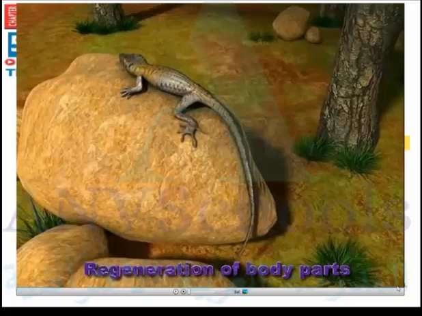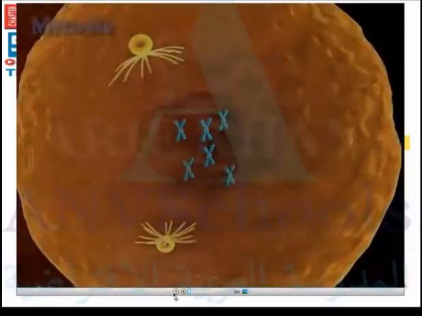Before we start the lesson, we will take a quick review of mitosis using a video presentation. Regeneration of body parts is just one of the things that depend on mitosis. So mitosis is actually used to replace worn out cells, to produce new cells, and also for growth. So let's have a quick review.